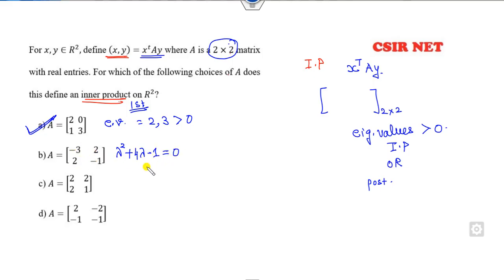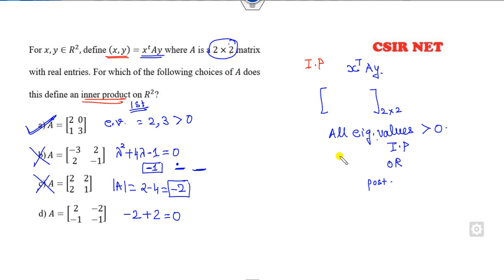Now you can see the determinant is -1. So it will happen only when at least one of the values is negative, because the determinant is negative. So in this case, all the eigenvalues are not greater than 0. This option is cancelled. What is the determinant of A? It's 2 minus 4, minus 2. And we know that for 2 eigenvalues, the product of the eigenvalues is negative if and only if one eigenvalue is negative. So this option is also cancelled out. Look at this option. The determinant will be minus 2 plus 2, which is 0. Fine. But we need strictly greater than 0. So this option is also cancelled. The right option is A.